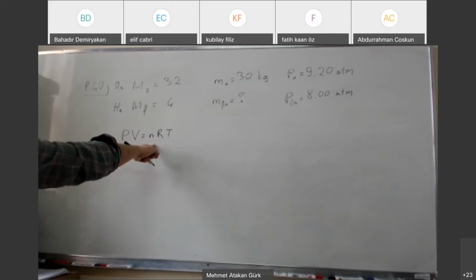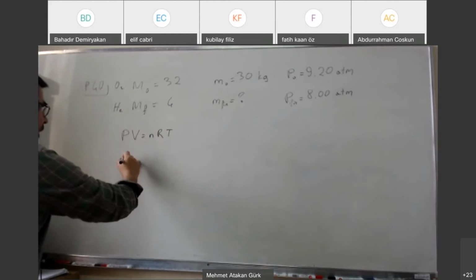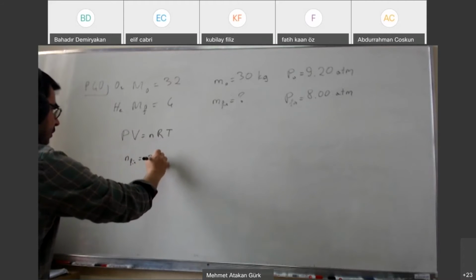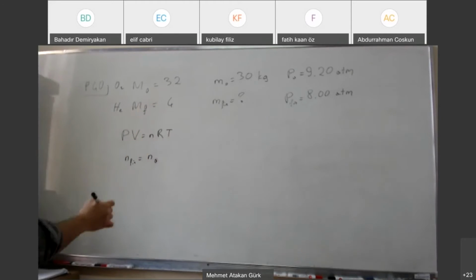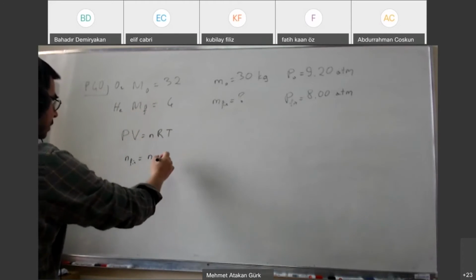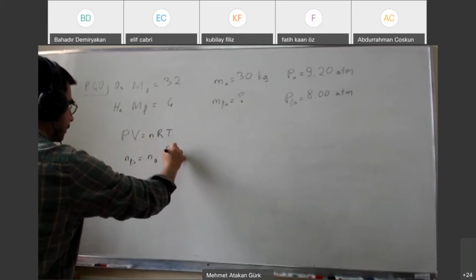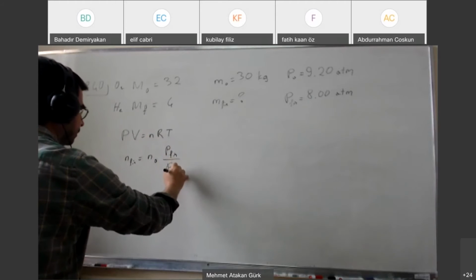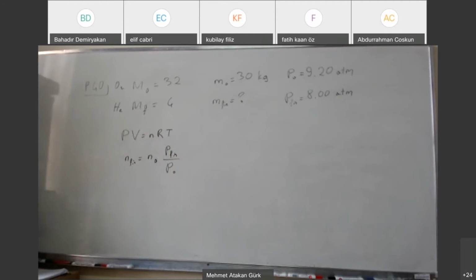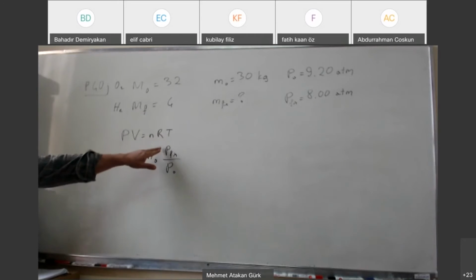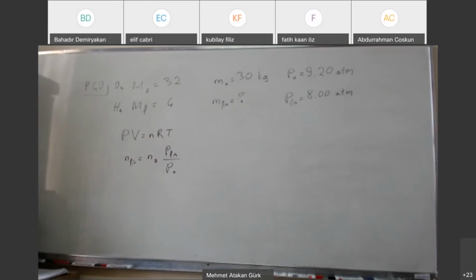So I can actually write this twice and divide side by side. I would get n final over n0, we called everything 0 over here, is going to be equal to P final divided by P0, since n is proportional to P. If you write this twice for the initial values and the final values and then divide them side by side, you get that n final is proportional to P final, multiplied by n0 over P0.